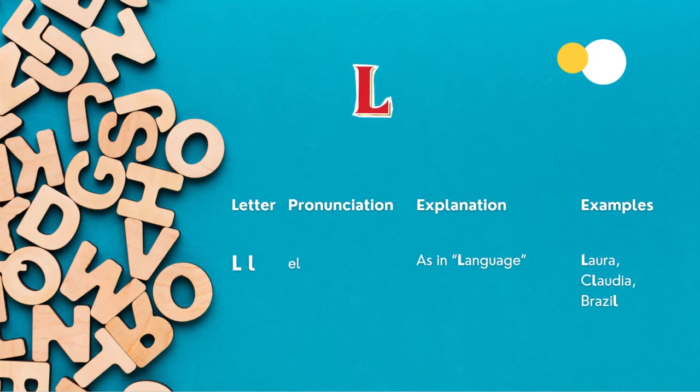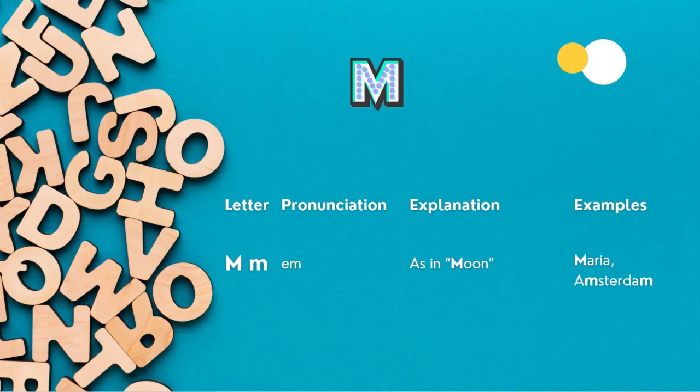We go to the letter L. We're progressing very well, so that's good. The letter L is actually almost the same as in English. We just say L. So an explanation of that is as in language, right? Language. So that is the L. Other examples, Laura, Claudia, Brazil, right? That is the L. So repeat after me. L. Right, good. Let's progress to the next one.